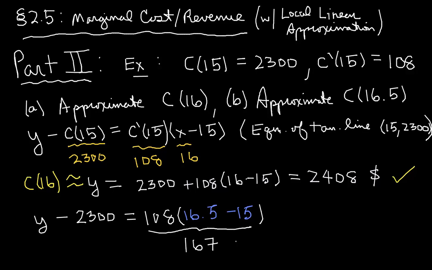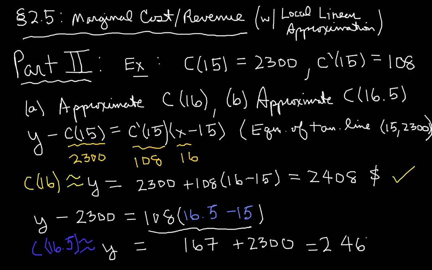If I add 2,300 to both sides, that's going to be my approximation for C of 16.5. And what is that value? It's 2,462.